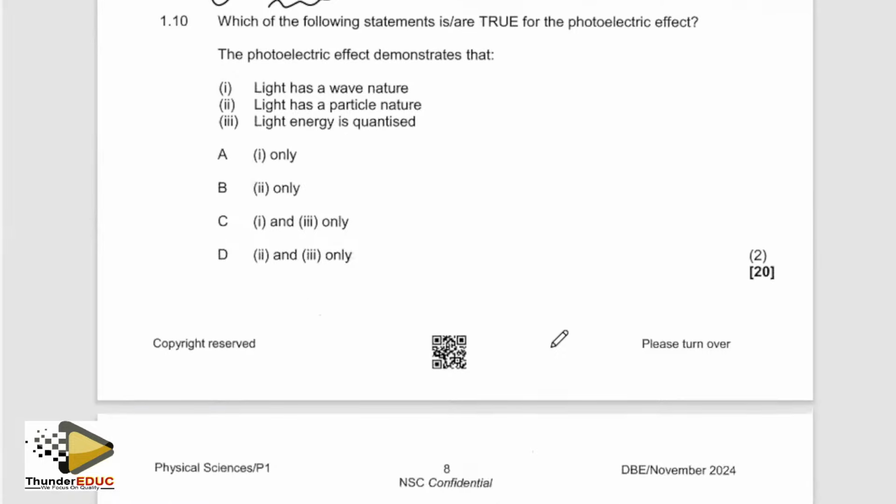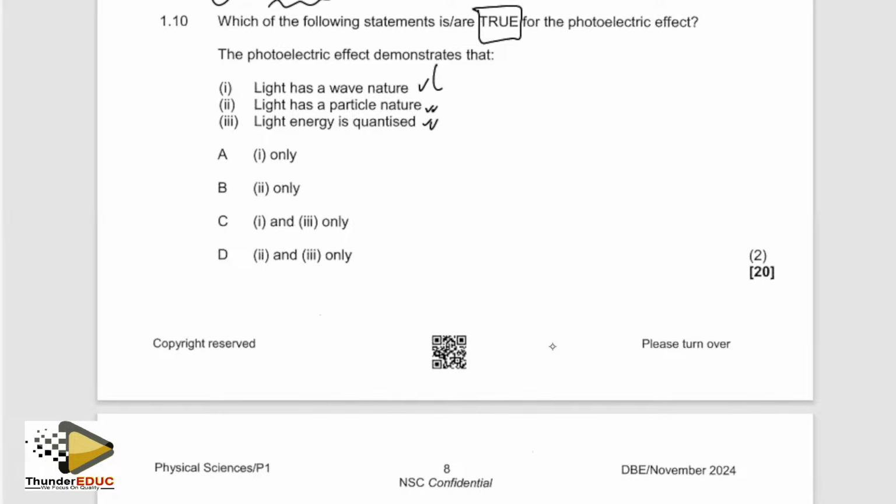Then 1.10, which of the following statements is all true for the photoelectric effect? True is in capital letters. Chances are high all these statements are true about light. Number one, they're telling us light has a wave nature, which is very correct, if you're talking about reflection, diffraction, and so on. Light has a particle nature, which is also correct. And then light energy is quantized, which is also correct.